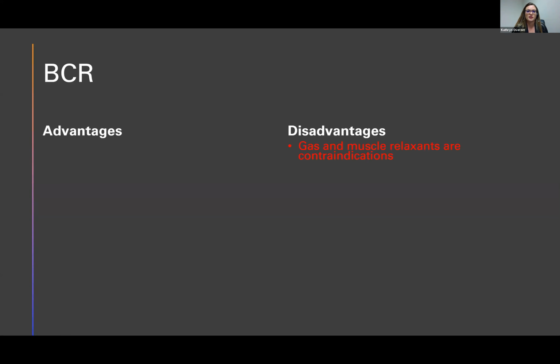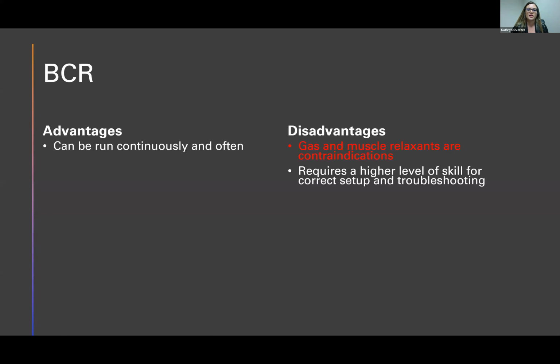So there are a few disadvantages to running BCRs. The gas and muscle relaxants are absolute contraindications, which makes it difficult if you are working with an anesthetic team that is not super into helping you obtain the best responses. And they also require a high level of skill for correct setup and troubleshooting. There are far more advantages that outweigh the disadvantages for this modality.